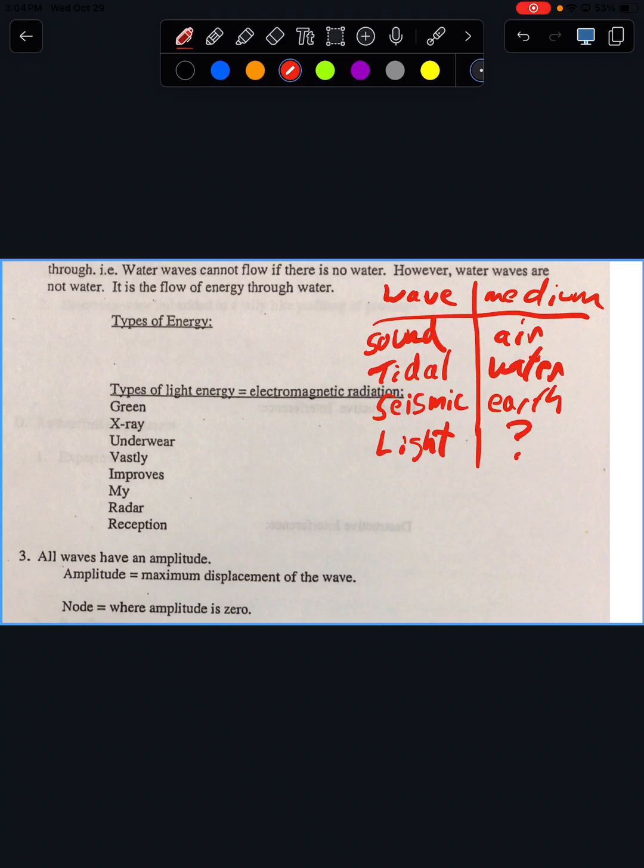Did this class watch that video, What is Space? No? Okay, eventually you will. So, they used to think that light traveled through this thing called ether, but then they disproved it. But there are some scientists who still believe that light is traveling through something, but we haven't discovered it yet. Perhaps light is traveling through space itself. As we'll learn in the video, space is something. Space is not nothing. Maybe it's traveling through time. So, who knows? Okay?